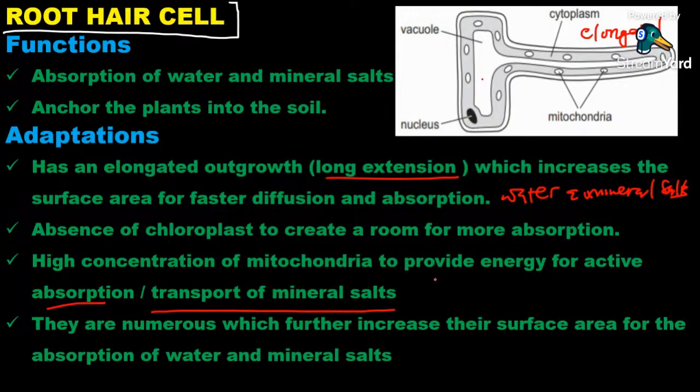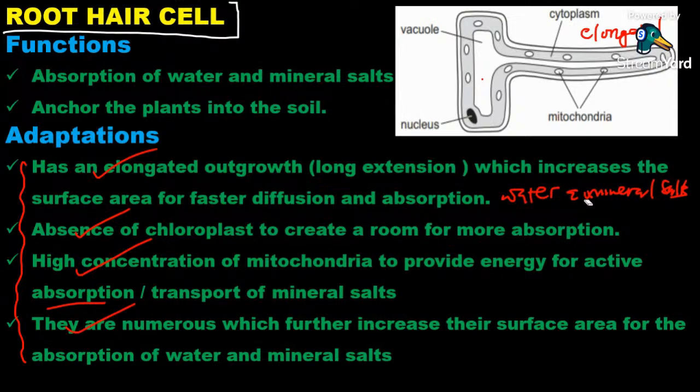So mineral salts are absorbed and transported by active transport. We are going to look at this active transport system. Then they are numerous. There are a lot of root hair cells. They are numerous to increase the surface area for absorption of water and mineral salts. So these are the adaptations of the root hair cell: elongated outgrowth, absence of chloroplast, high concentration of mitochondria, and numerous in number.